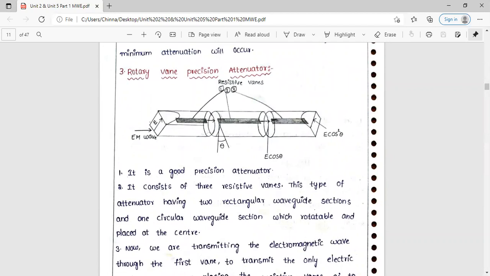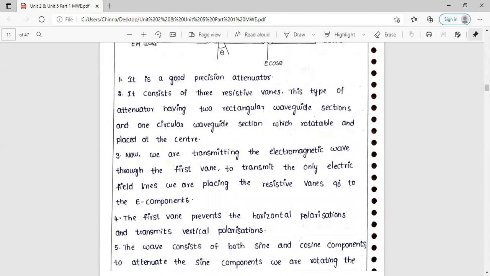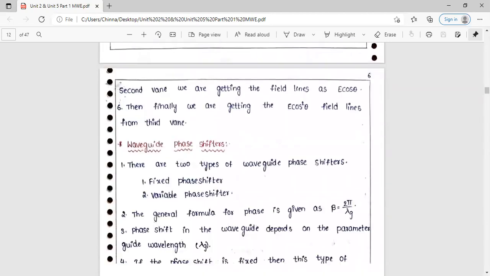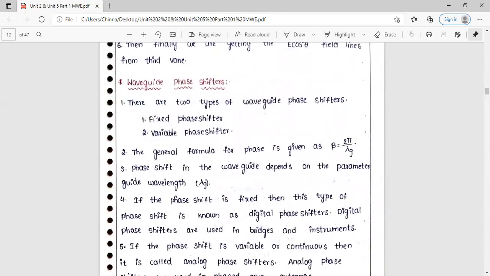We are considering the exact, accurate attenuated values for the measurements. This rotary vane precision attenuator is used only for circular waveguide sections. It will be applicable at the circular waveguide section. This is the attenuation process.